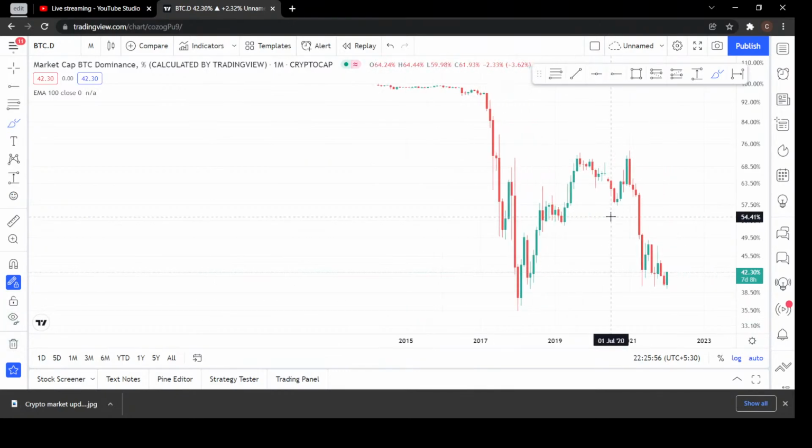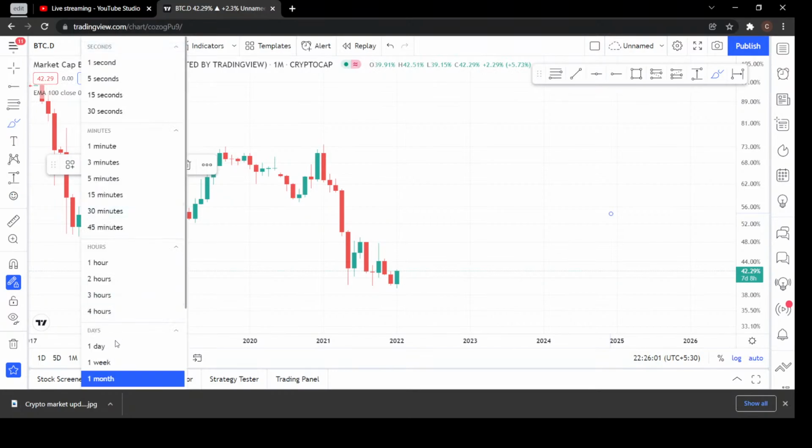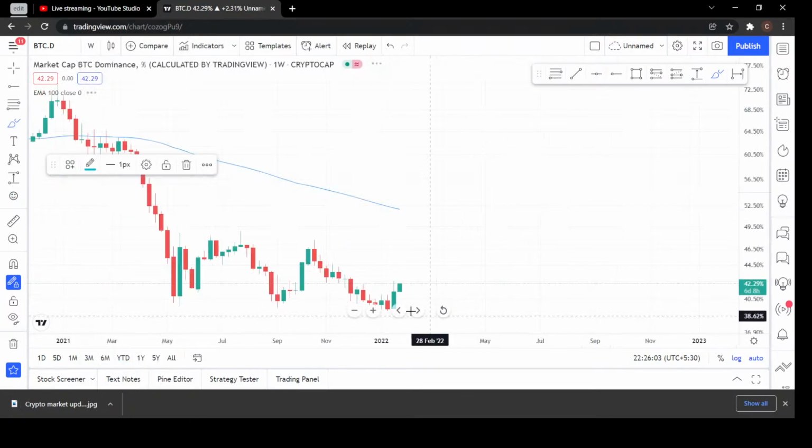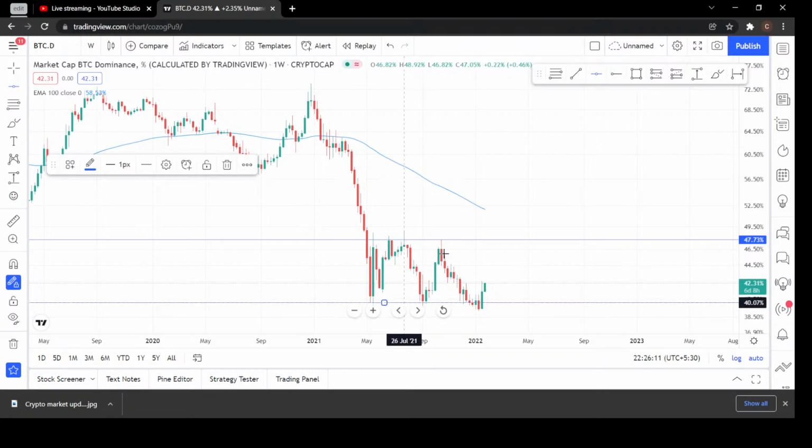Let's clean it again. I like drawing the charts again and again. It's completely fine by me. Let's do weekly so that I don't have to zoom out like this. Let's do weekly here, right here. I will simply make two lines here. This is my first line. This is my second line. Let's make a fib here for you all.